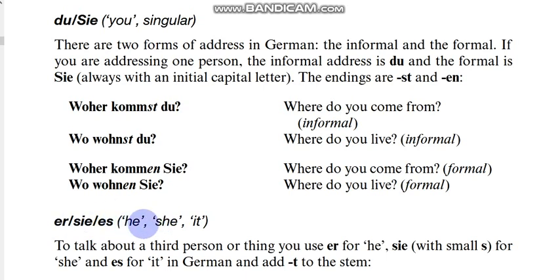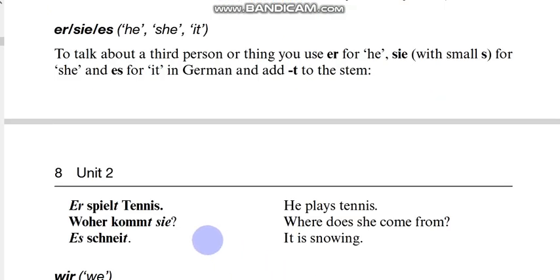Er, sie, es. He, she, it. To talk about a third person or thing you use er for he, sie with a small s for she, and es for it in German, and add a -t to the stem. Er spielt Tennis. This means he plays tennis. Woher kommt sie? Where does she come from? Es schneit. It is snowing.